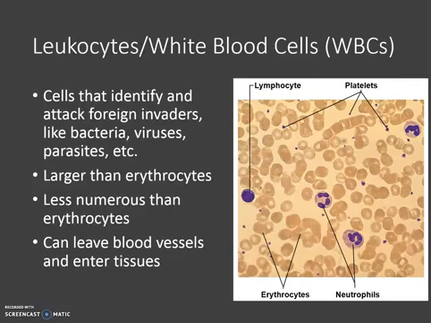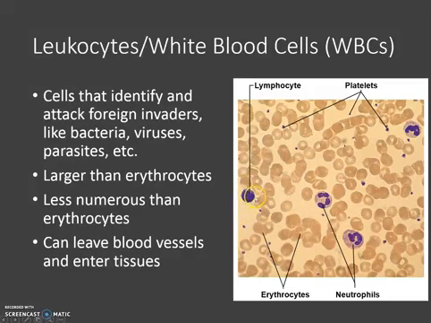Leukocytes are also known as white blood cells, and white blood cells are cells that are involved in the immune response. These cells can identify and attack foreign invaders, things like bacteria, viruses, parasites, fungi, etc. These are things that can get into your body and make you sick, but the white blood cells can attack them in order to try to bring you back to being healthy.